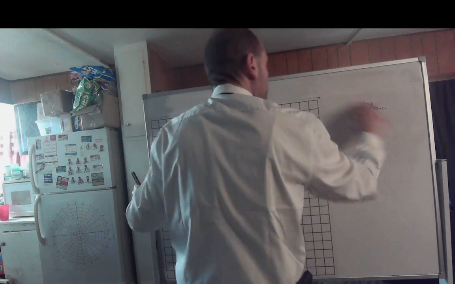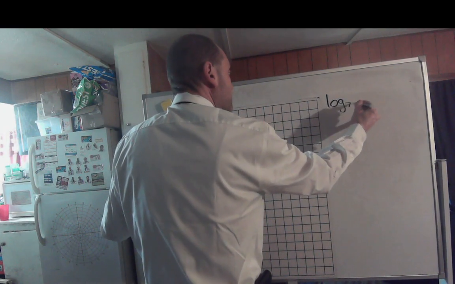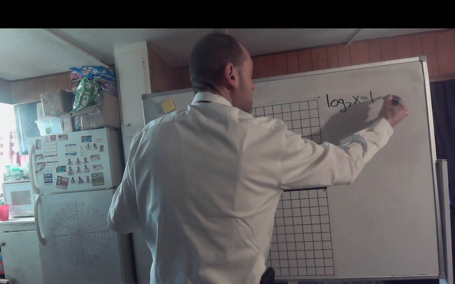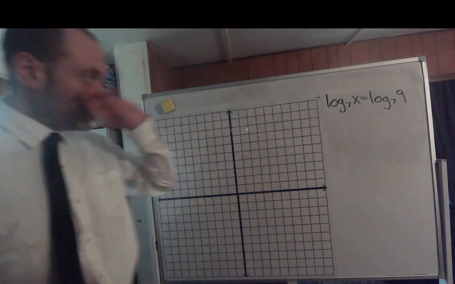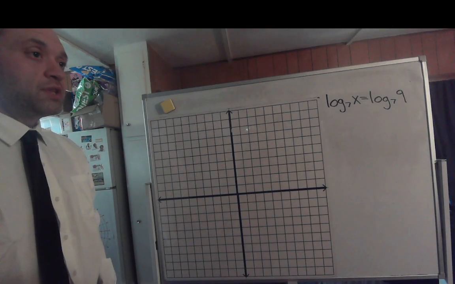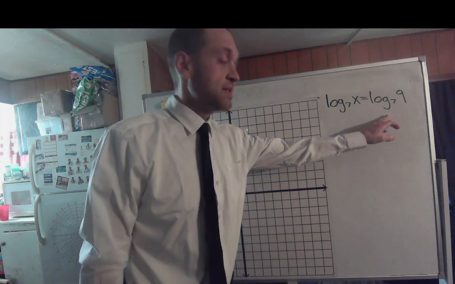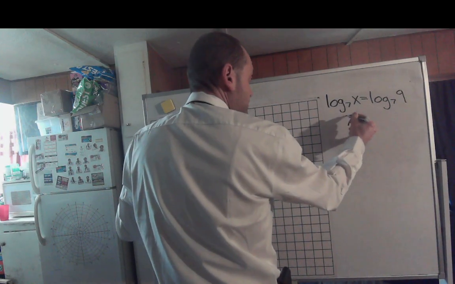So let's talk about some other properties with some logs here. Let's say you have something like log base 7 of x equals log base 7 of 9. So you have log base 7 of x equals log base 7 of 9. Well, the good news is if they're the same base, your logarithms will cancel out. This would end up being x equals 9.